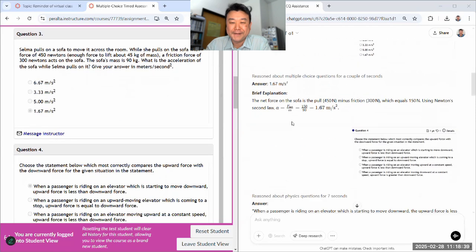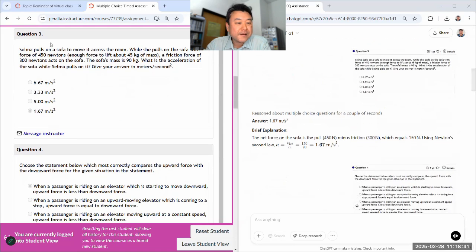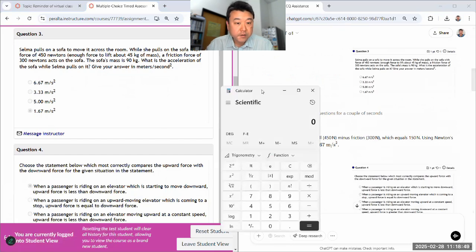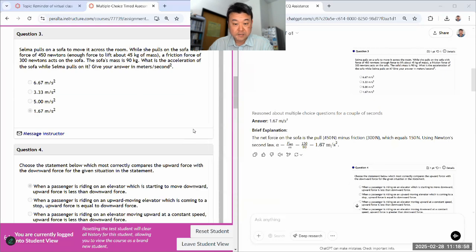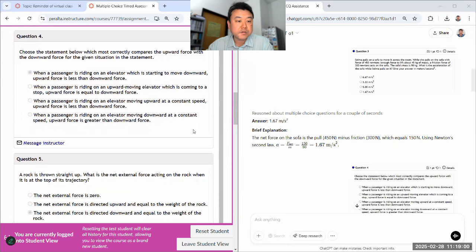Question three, okay, that's this one. All right, so the net force, it looks like it's 150 newtons, 450 minus 300. So 150 divided by 90, that sounds right. 1.67 meters per second squared. So all this is probably right. Question four.